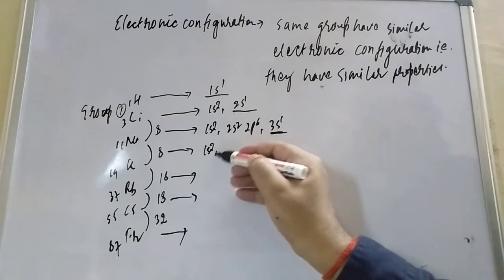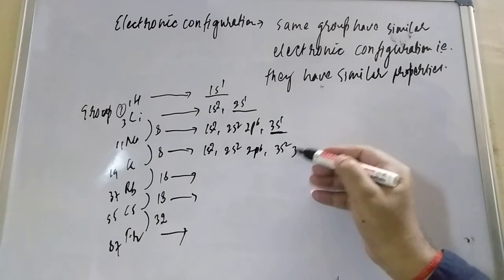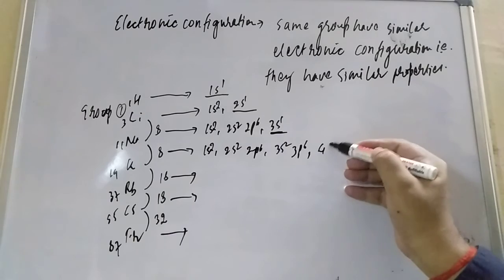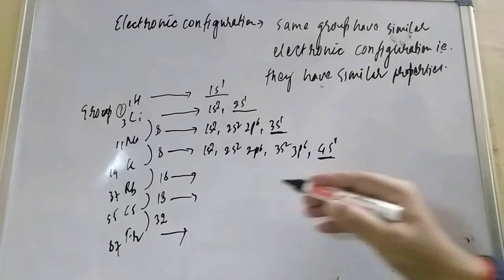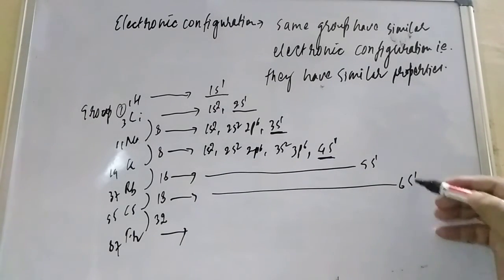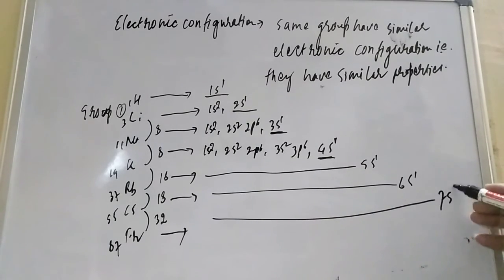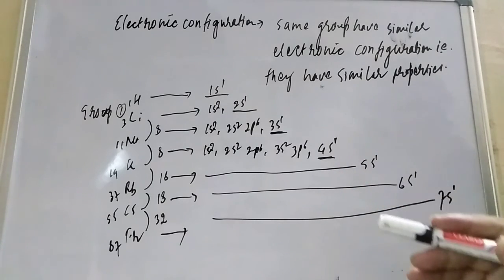Potassium, what will come? 1s2, 2s2, 2p6, then 3s2, 3p6, then 4s1. Again what are you finding? The same valence shell electronic configuration, so the same properties. Then 5s1, then 6s1 will come, and finally 7s1. So what we are finding is the valence shell electronic configuration is the same, student. So each group is having what? Similar properties. This is the character of the long form periodic table, that it is based on the electronic configuration.